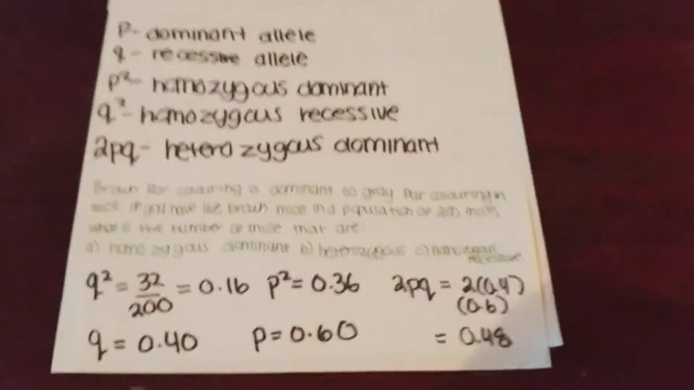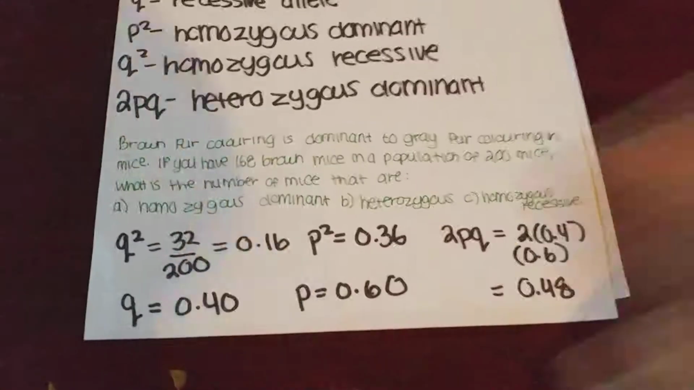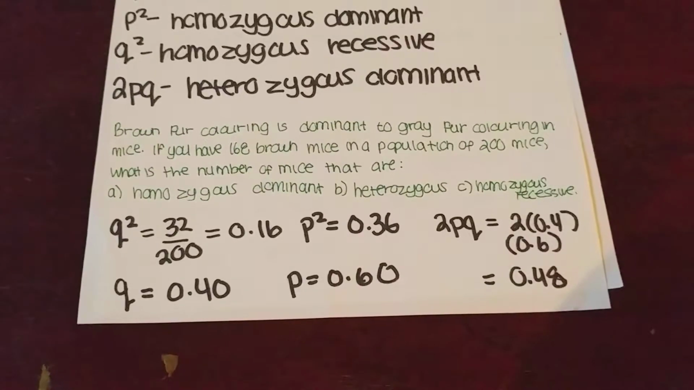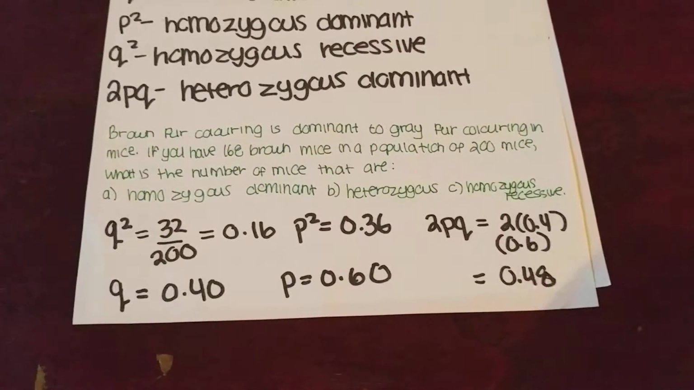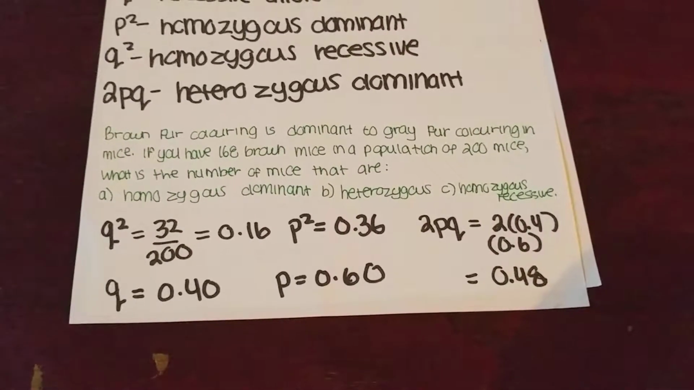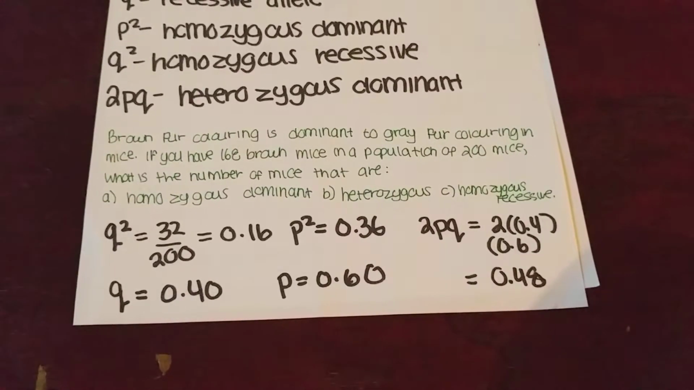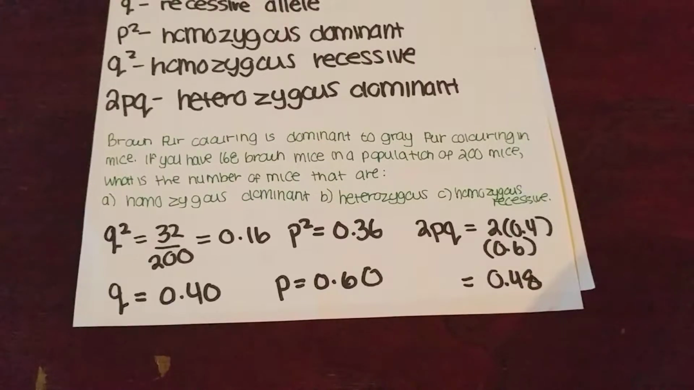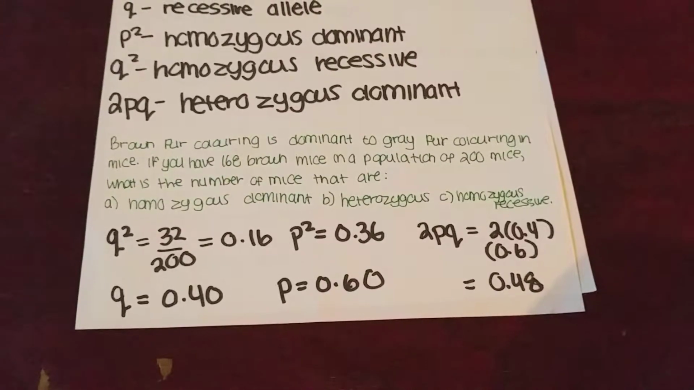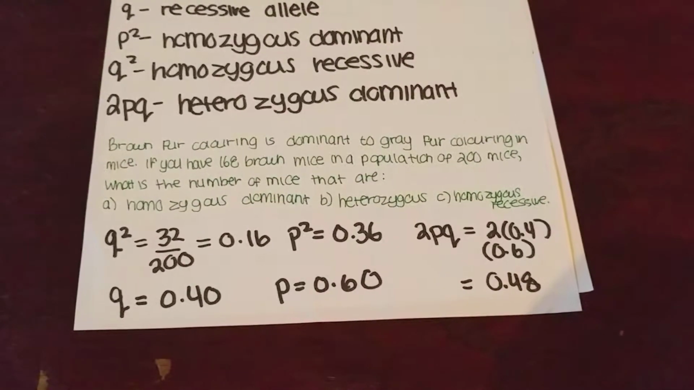So now I'll be looking at an actual question. Brown fur coloring is dominant to gray fur coloring in mice. If you have 168 brown mice in a population of 200 mice, what is the number of mice that are A, homozygous dominant, B, heterozygous, C, homozygous recessive?